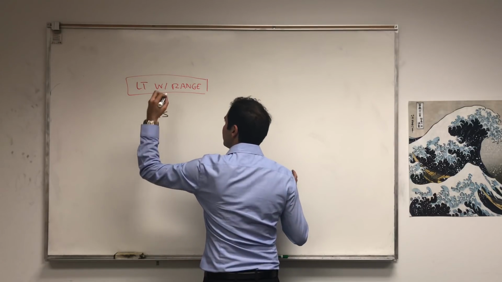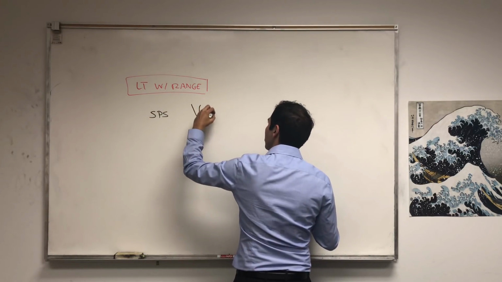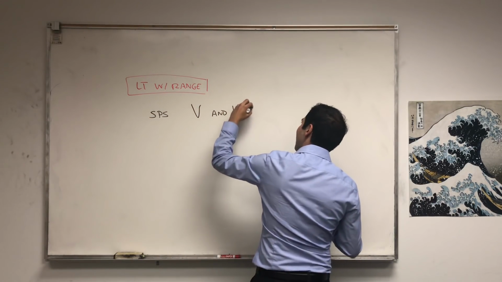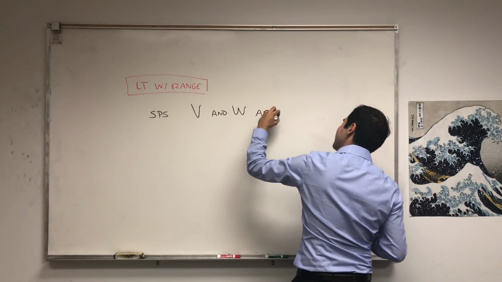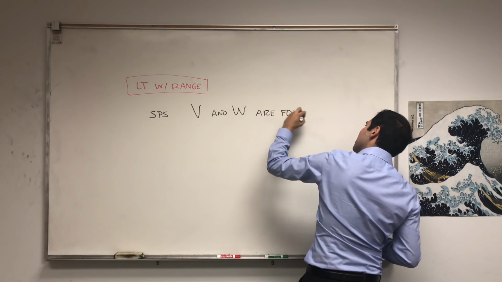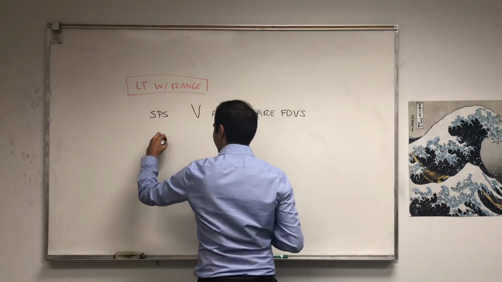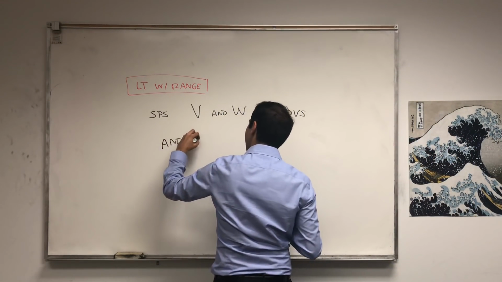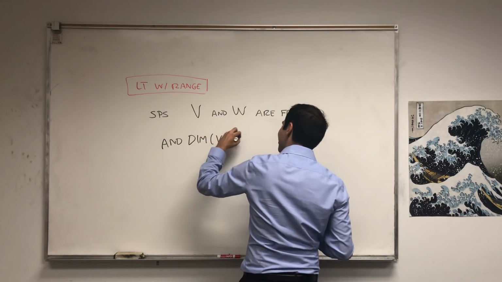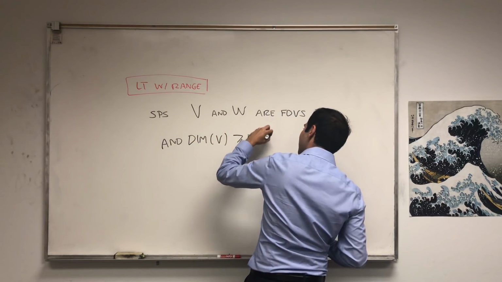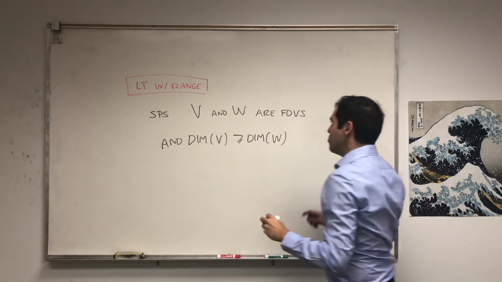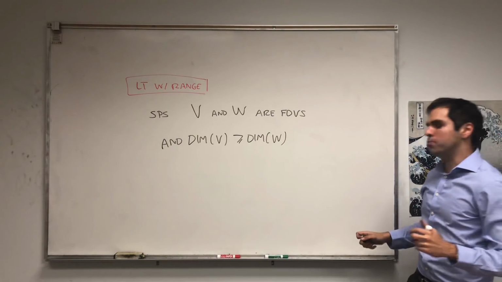Suppose, again, everything is finite dimensional, so V and W are finite dimensional vector spaces, and moreover, V is much bigger than W, at least in dimensions. So the dimension of V is greater or equal to the dimension of W. And moreover, suppose you have a subspace of W.